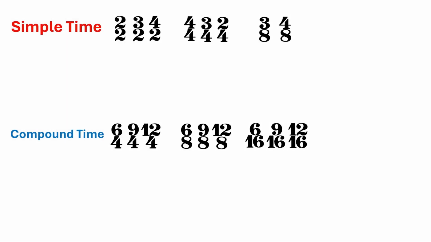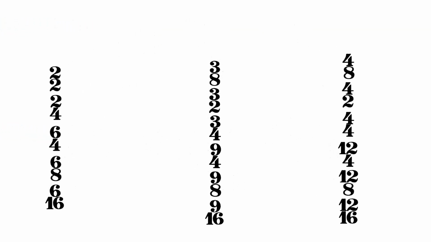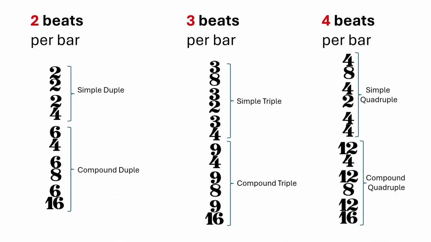Do you remember when I showed you all of the time signatures you need to know for up to and including ABRSM Grade 5 theory at the start of the video? Well, all of these time signatures are conducted with either 2, 3 or 4 arm movements, as each of these time signatures has either 2, 3 or 4 beats per bar. The time signatures with 2 beats per bar are called simple or compound duple. The time signatures with 3 beats per bar are called simple or compound triple. And the time signatures with 4 beats per bar are called simple or compound quadruple.